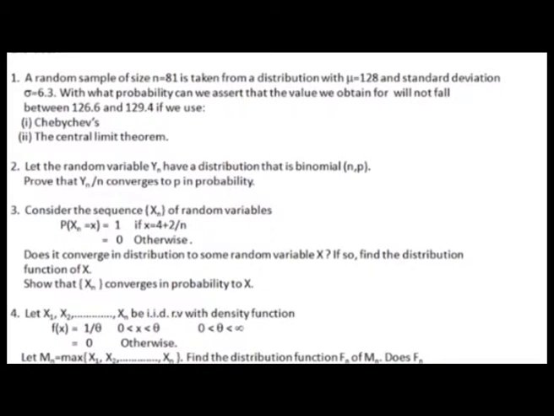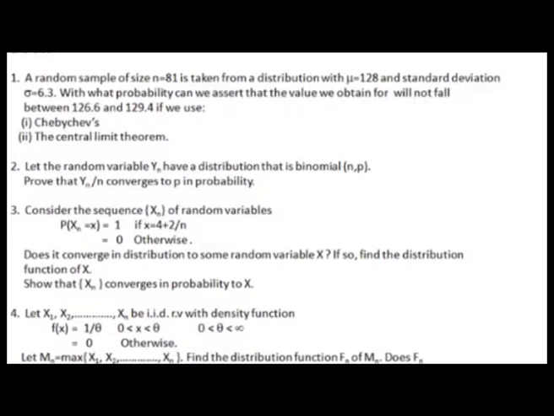The first problem is straightforward. It says that a random sample of size n equal to 81 is taken from a distribution with mu equal to 128 and standard deviation sigma equal to 6.3. With what probability can we assert that the value we obtain for x bar will not fall between 126.6 and 129.4? Use Chebyshev's inequality. So you can see that you will have the absolute value.